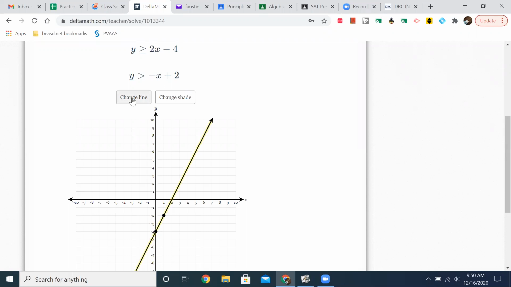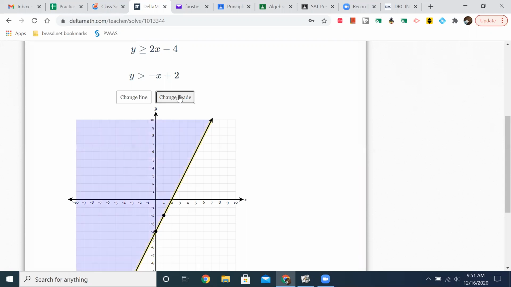Then I have an option of change line. If I click that button, it switches back and forth between solid and dashed. And in this case, because our greater than symbol is also equal to, meaning it has this line underneath it, I want it to be a solid line, not a dashed line. So again, you might remember that from when we graphed single inequalities before, but just as a refresher.